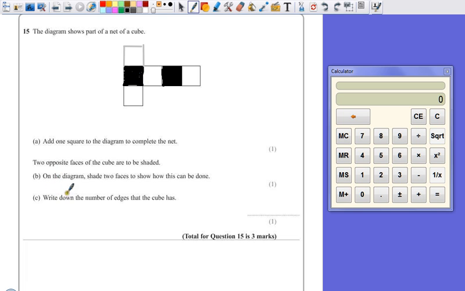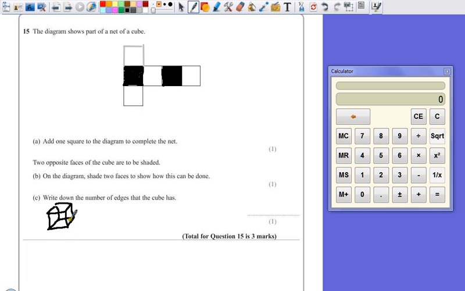Write down the number of edges that the cube has. Now, an edge is basically a line. It's the line where 2 faces meet. So if we have a look at a cube, I'm going to redraw it, because what we've got are some of the edges that will actually touch.